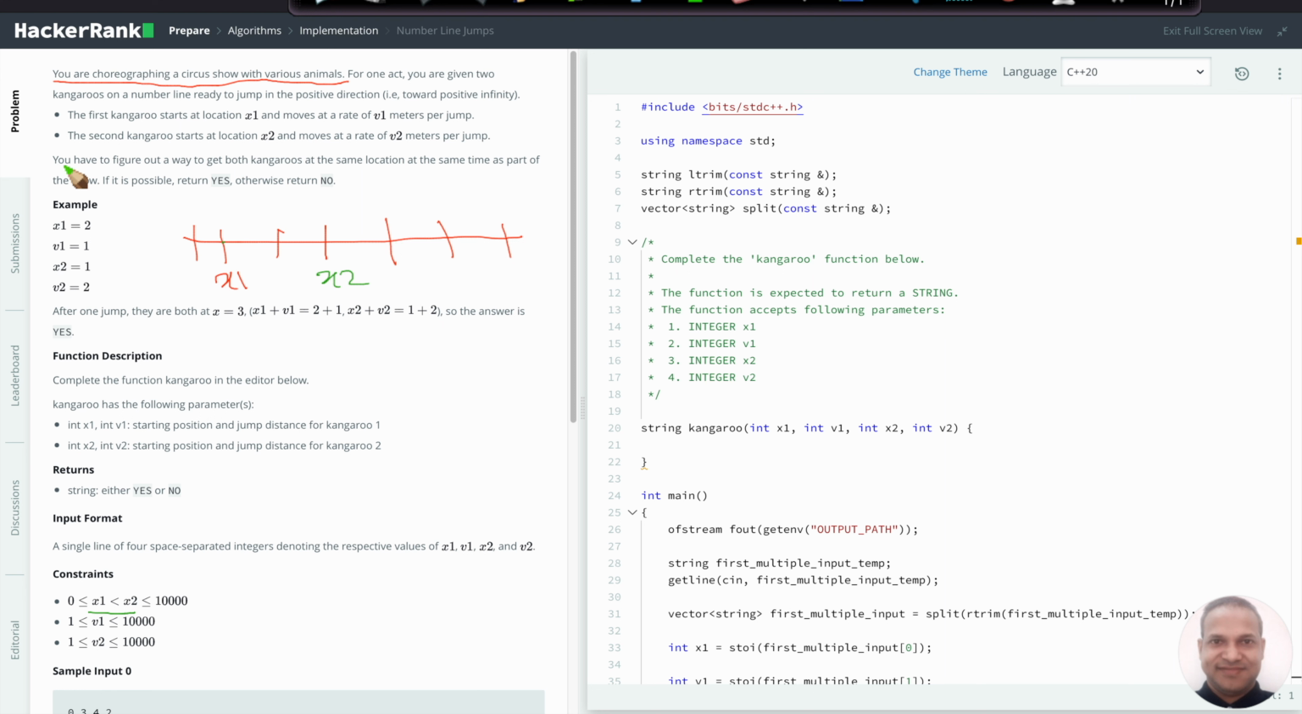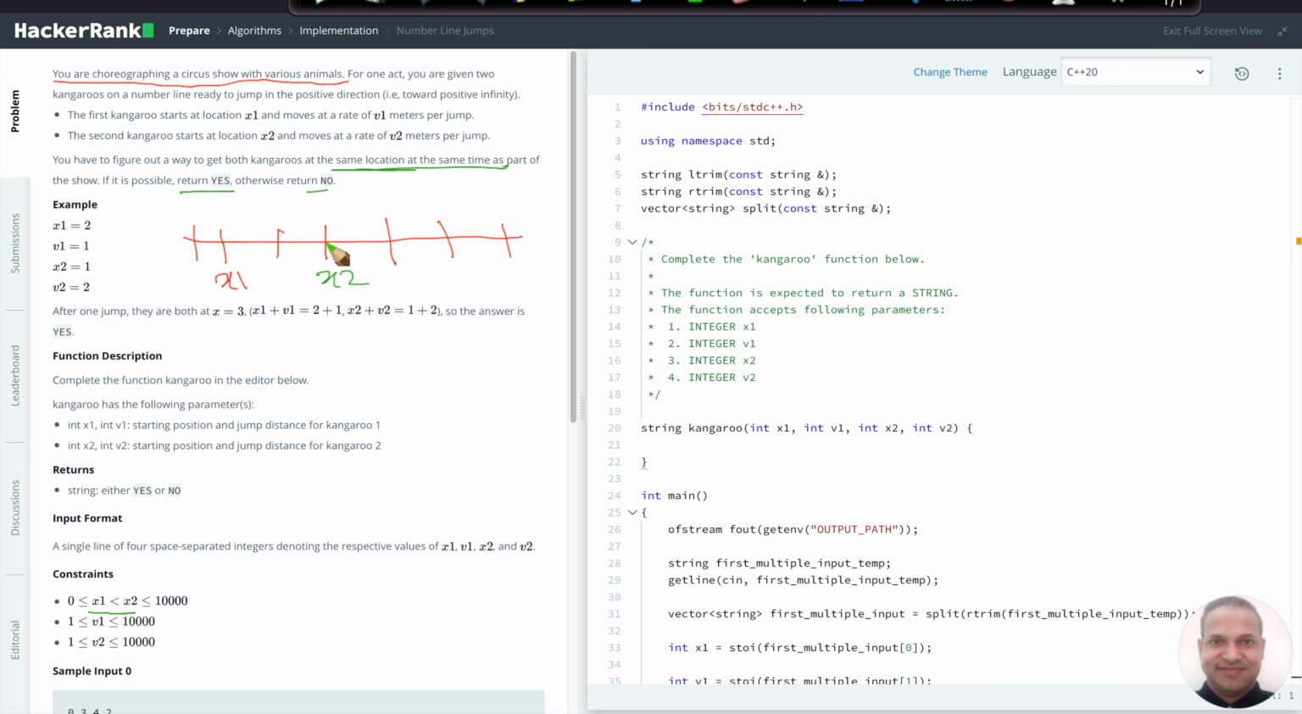Let's read it completely. You have to figure out a way to get both kangaroos at the same location at the same time as part of the show. If it is possible, return yes, otherwise return no. That means both of these two kangaroos should be in the same location at the same point of time, and that is possible though x1 is less than x2 as per this constraint.